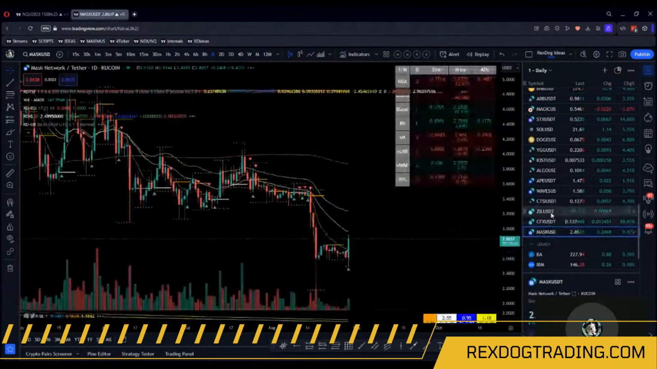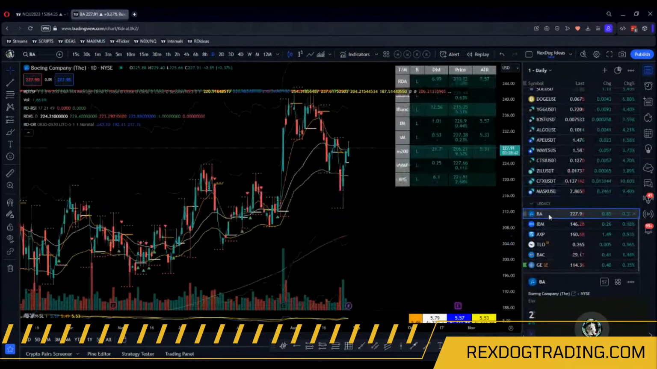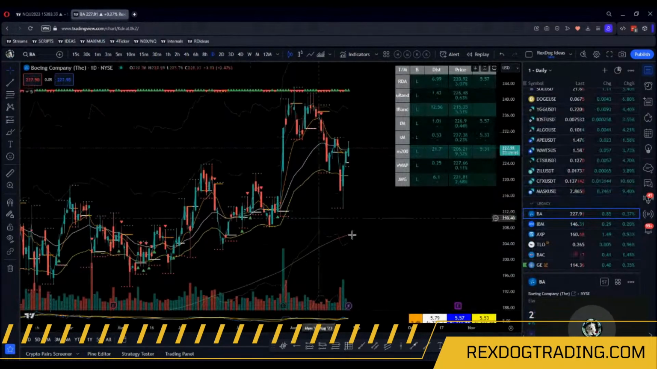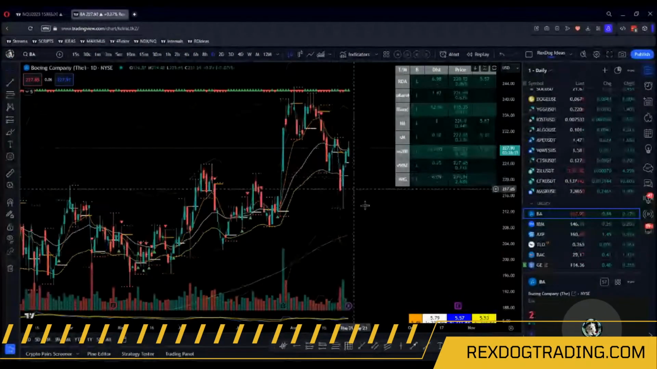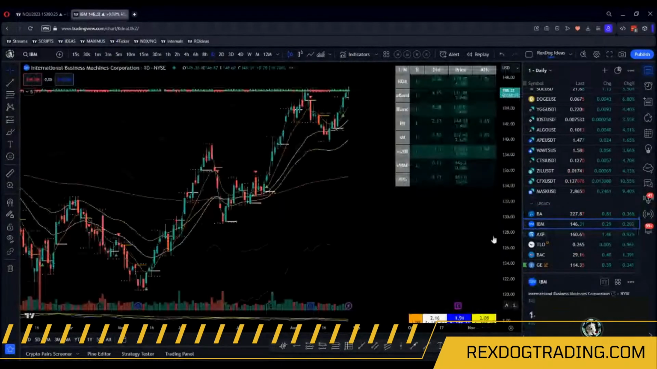MASK USD. Let's look around. Let's look at some of the legacy charts. Boeing, not Bank of America, Boeing. Actually did an RDA check, held the RDA check. That's a pretty deep overshoot of the RDA, but it did hold it. IBM.